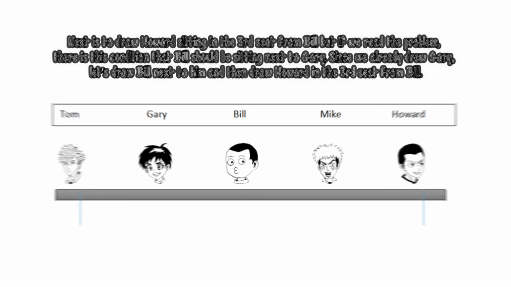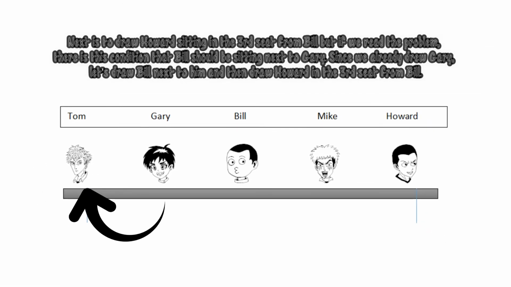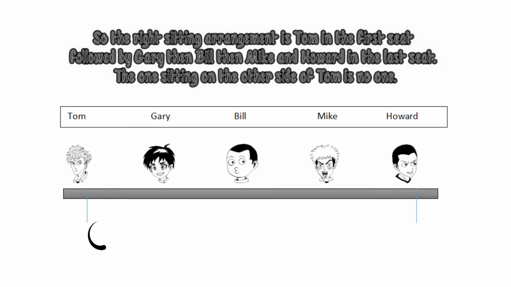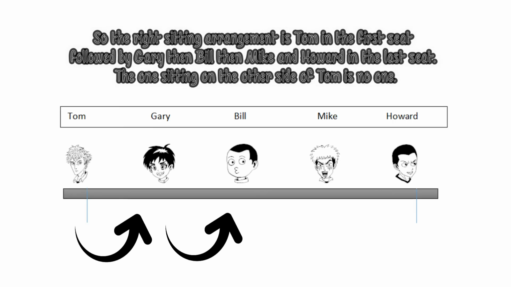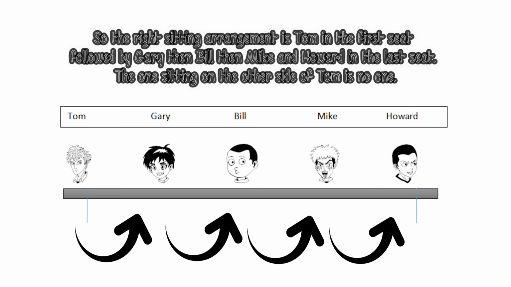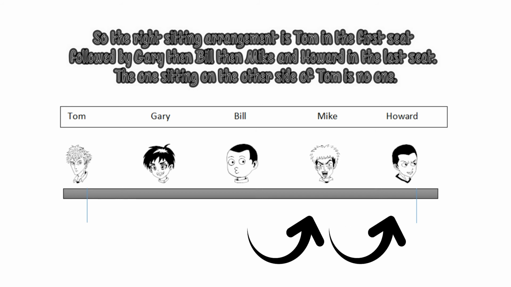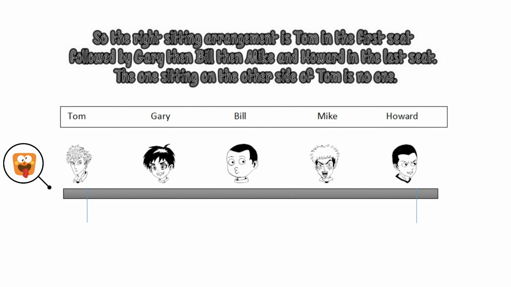And the last instruction is to draw Tom sitting next to Mike. So we should place Tom on the left side of Gary. So the right sitting arrangement is Tom in the first seat followed by Gary, then Bill, then Mike and Howard in the last seat. The one sitting on the other side of Tom is no one.